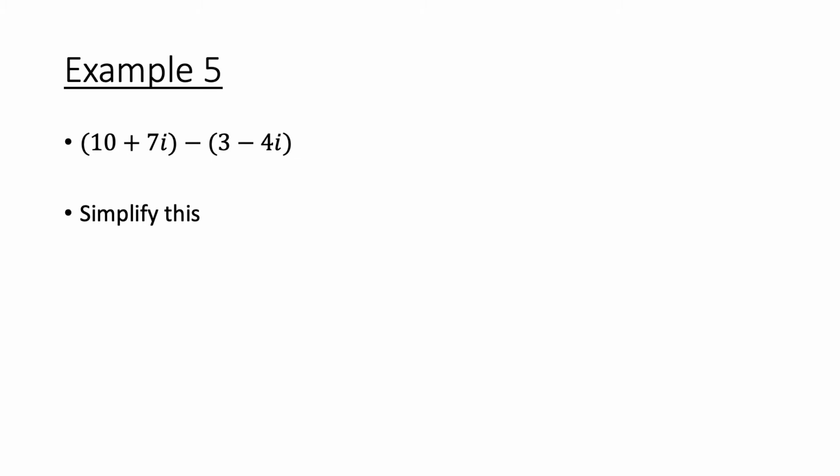Right, guys, this is example number 5, this complex number. So collecting like terms, 10 minus 3 is equal to 7. 7i minus 4i is 7i plus 4i, which becomes plus 11i. Or 11i plus 7, guys. Either way, 11i plus 7.